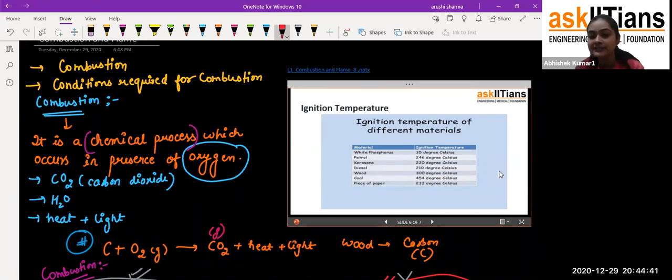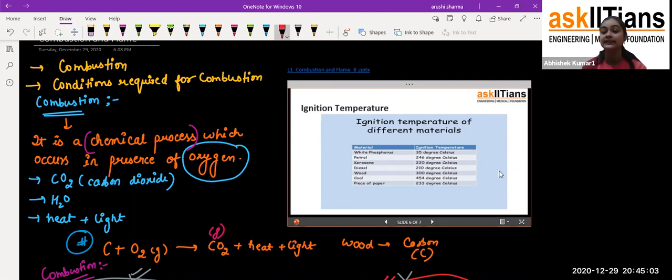Exactly. And you can see the lowest one is diesel. Diesel has 210 degrees Celsius. That means this is how ignition temperatures vary. It's not like everyone has the same temperature. Their ignition temperatures are variable, and we can see which one has more and which one has less. See, for coal, you can see it is 454 degrees Celsius.